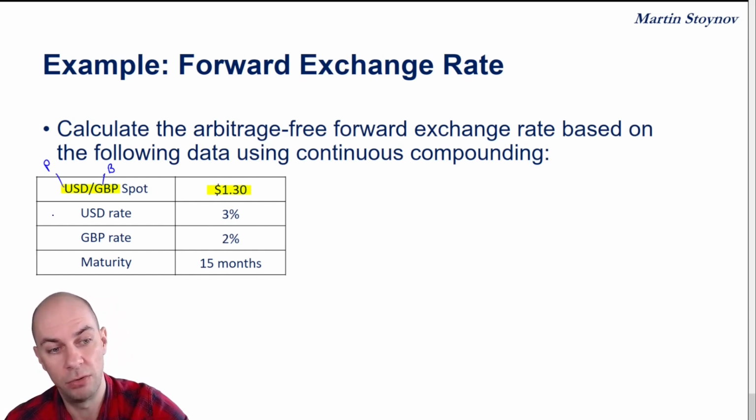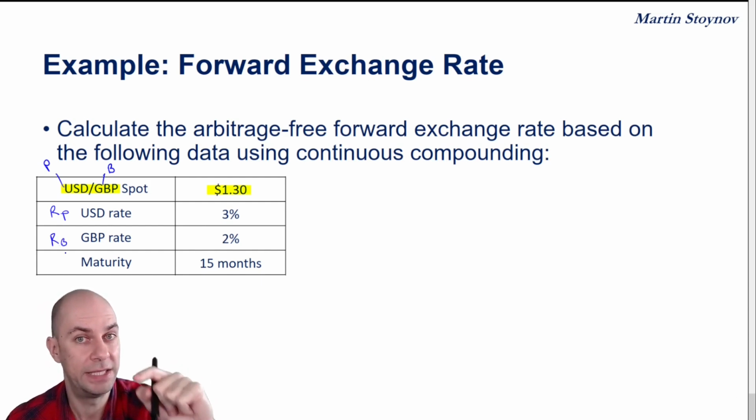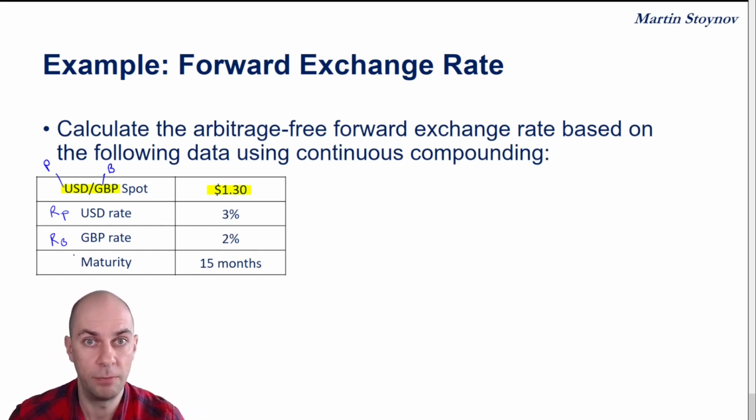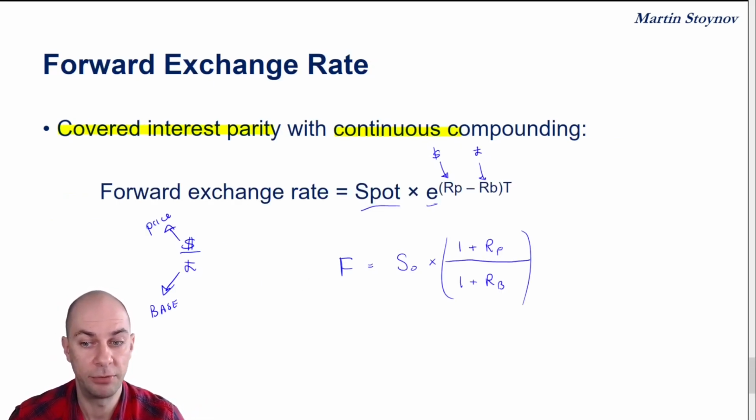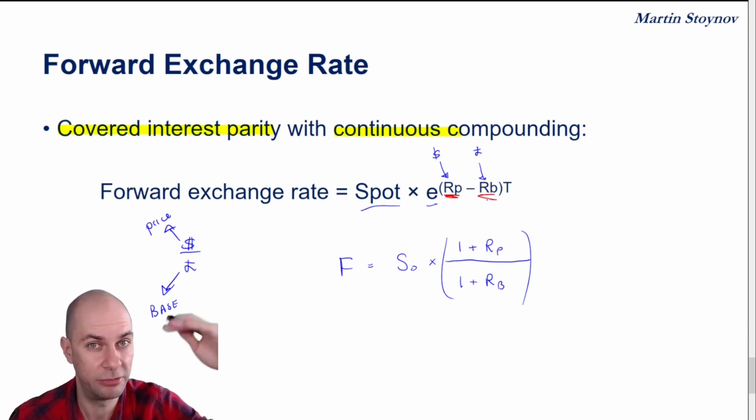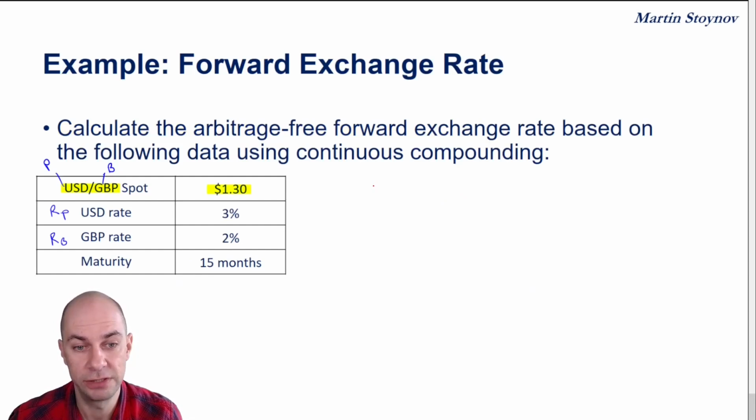So now you know that this is the interest rate for the price currency. This is the interest rate for the base currency. And in the discrete formula, if I go back here, the interest rate for the price currency goes in the numerator and the interest rate for the base currency goes in the denominator. But here we need to do it with continuous compounding. So just remember that the numerator interest rate simply goes first and the denominator interest rate goes second. So that's pretty easy. The numerator is on top. So you're going to put it first in the continuous formula.